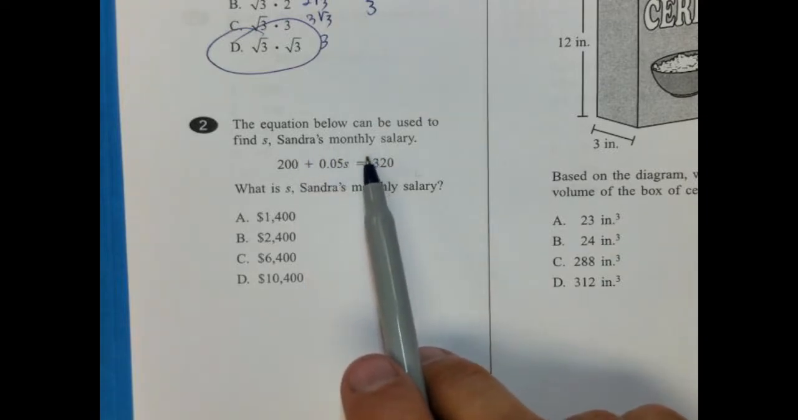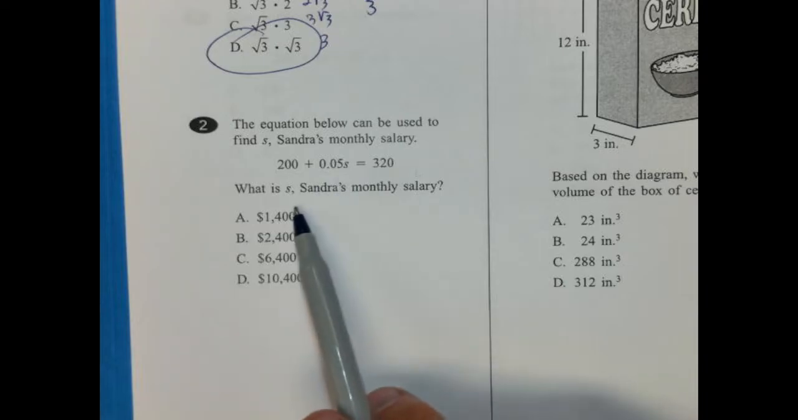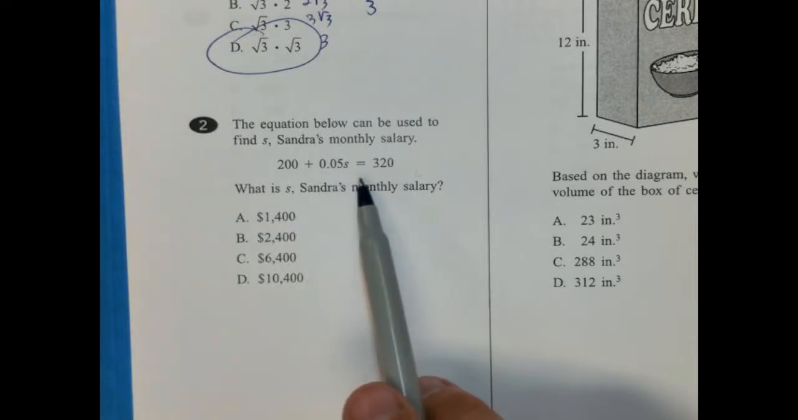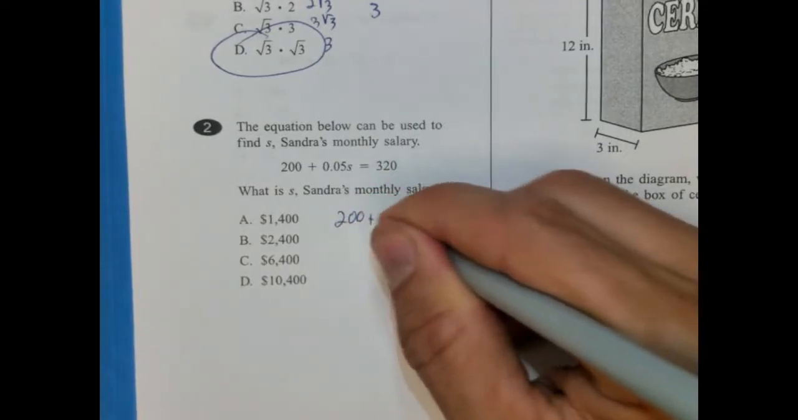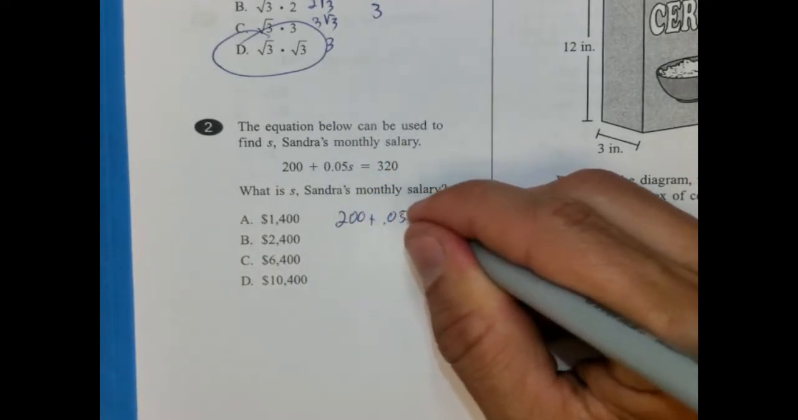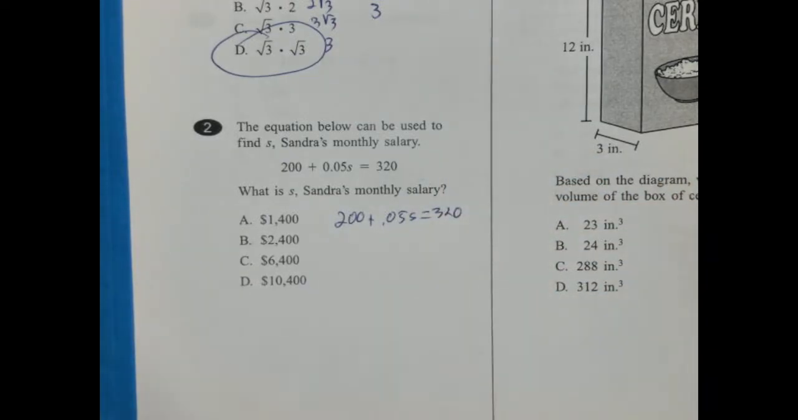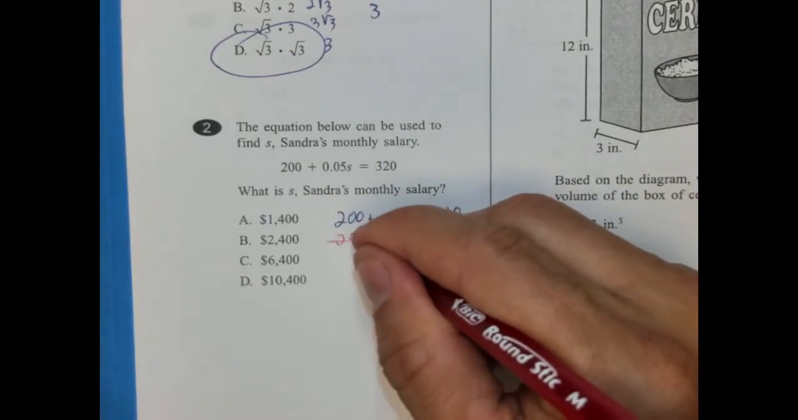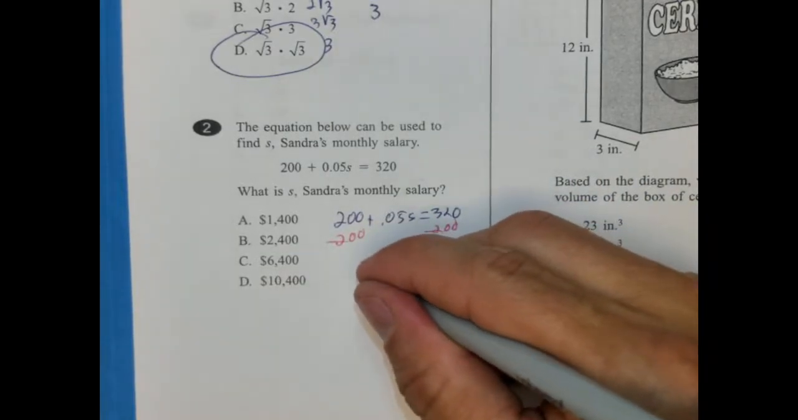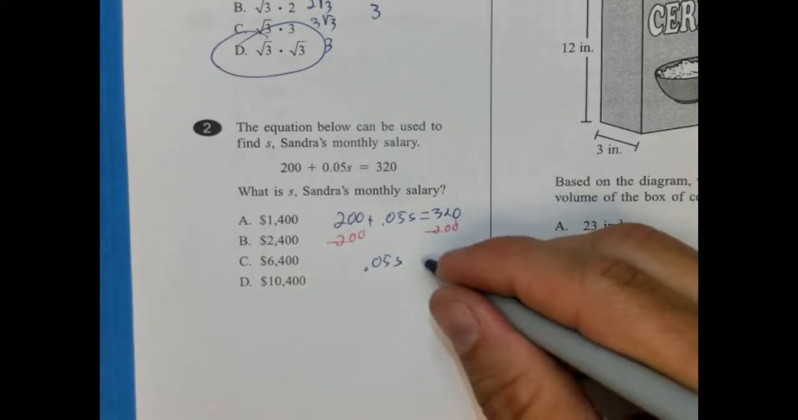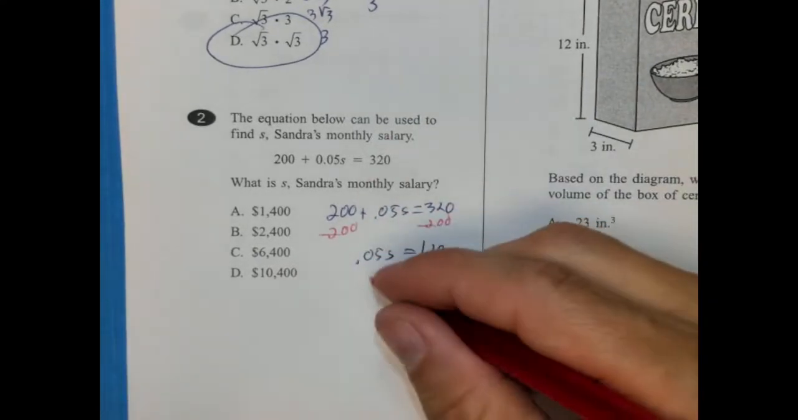All right, part B. The equation below can be used to find S, Sandra's monthly salary. So we have a linear equation here, and we're solving for S. We're going to rewrite this: 200 plus 1/500 S equals 320. Subtract 200 from both sides, that's our constant, and that's going to be 1/500 S equals 120. We're then going to divide by 1/500.